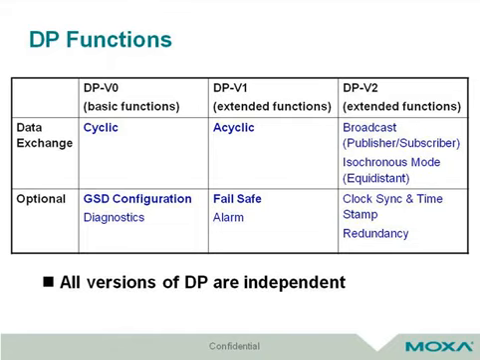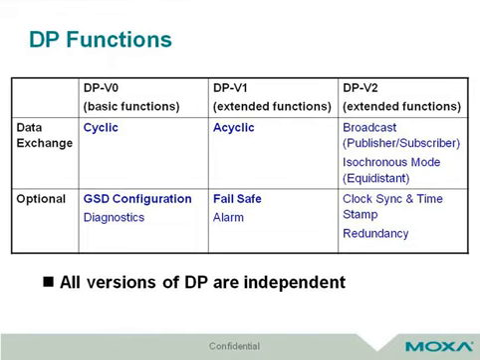There is another option for DP version 0, the diagnostic message. When communication fails between a master and slave, the slave will send a diagnostic message to the master to inform the master of a communication error.